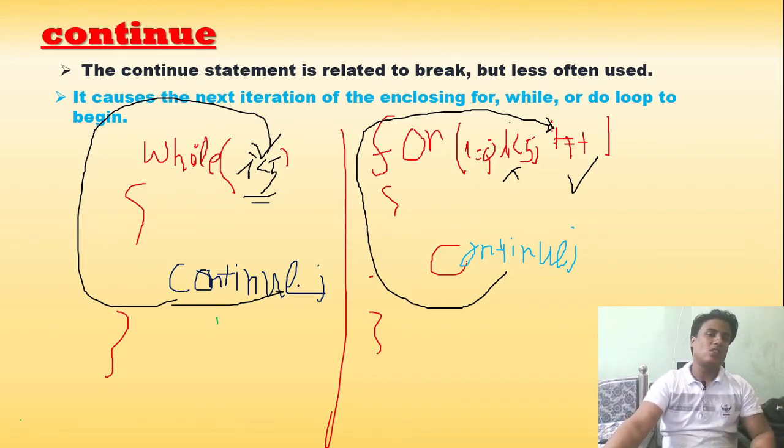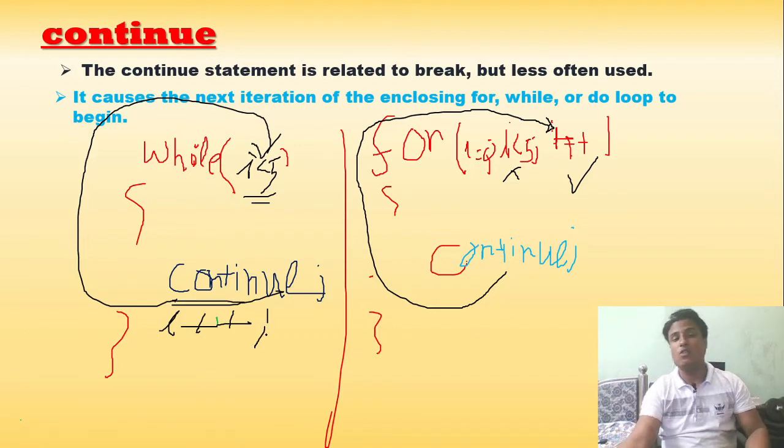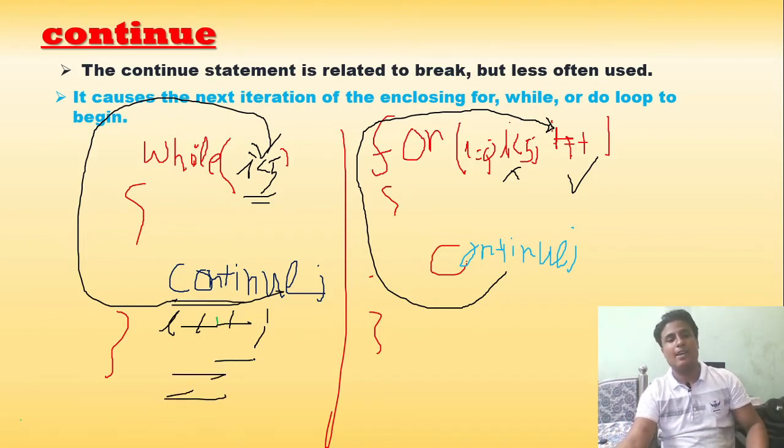In case of a while loop, we generally have the habit of writing the increment or decrement part at the end of the block. So after the continue statement, if you use continue, it will skip all the remaining statements of the block, and it will directly go to the condition checking part.